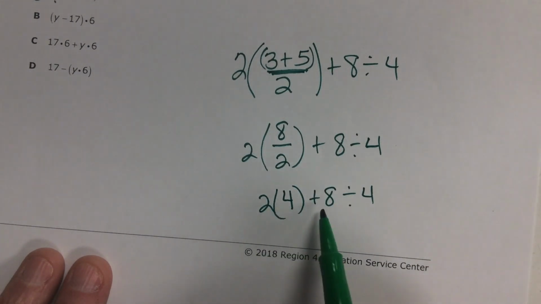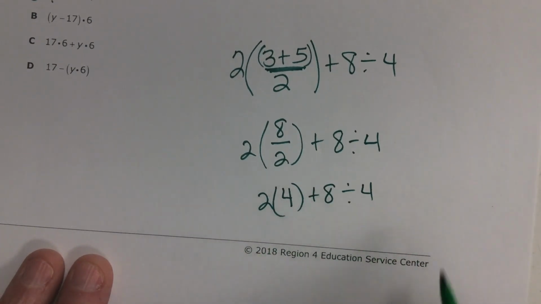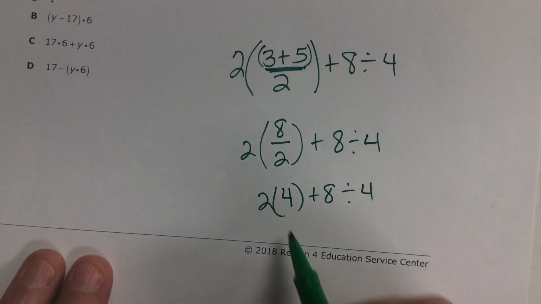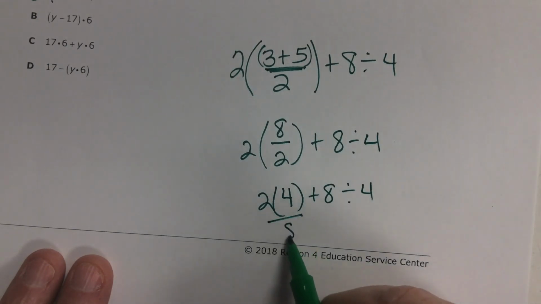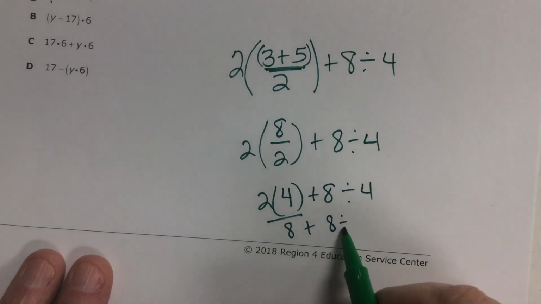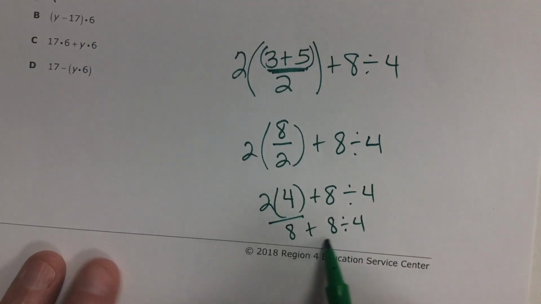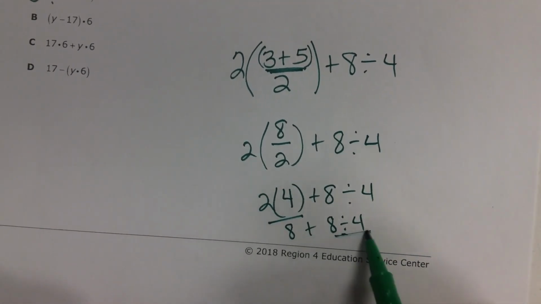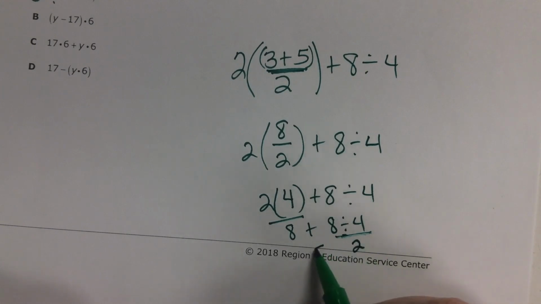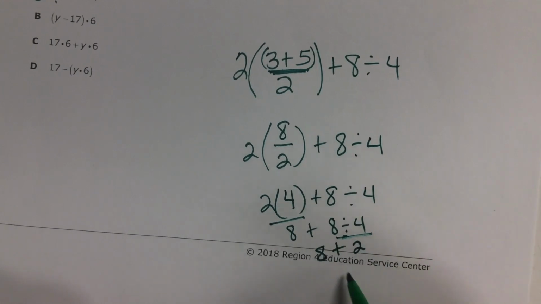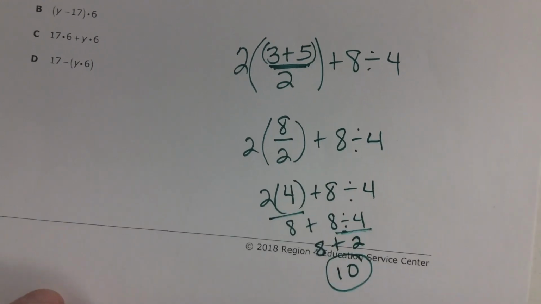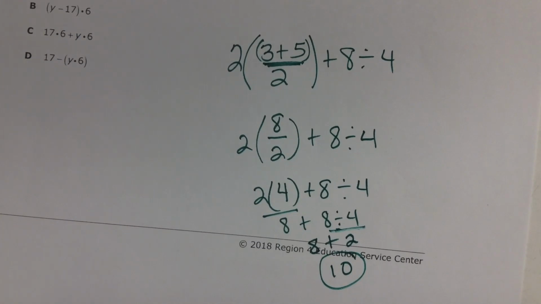Now I have multiplying, adding, and dividing. So I'm going to go left to right with my multiplying and dividing. So 2 times 4 is 8 plus 8 divided by 4. I'm not going to do that adding first. I've got to do dividing. 8 divided by 4 is 2. So 8 plus 2 is 10. Okay? Make sure you know how to do those kind of steps, okay?